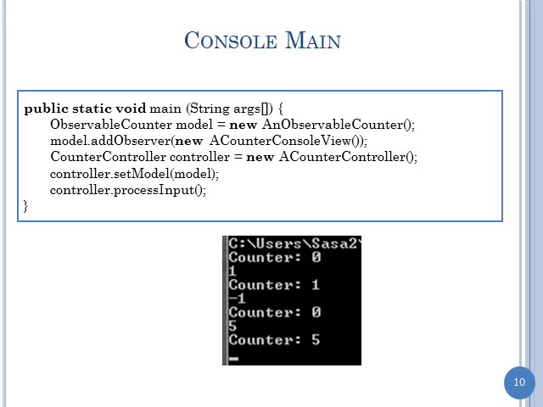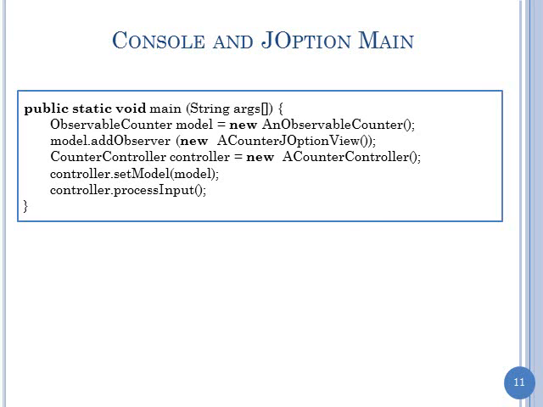So I create an observable counter. I add to the model a console view. I create a controller. I set the model of the controller to be me, and then I say controller.processing. Okay, that's my console main. My JOptionPane main does exactly the same things, except that it creates a JOptionPane view.